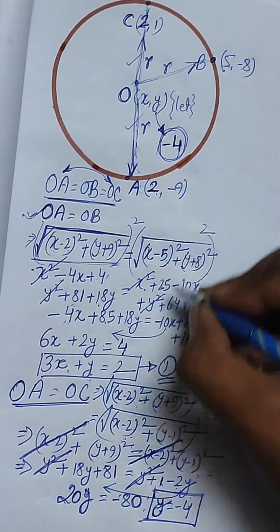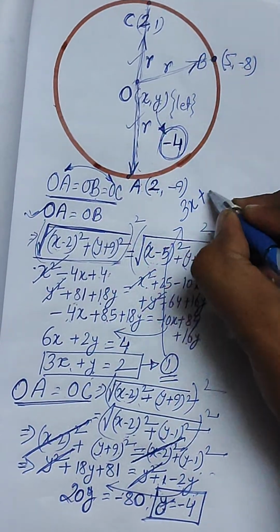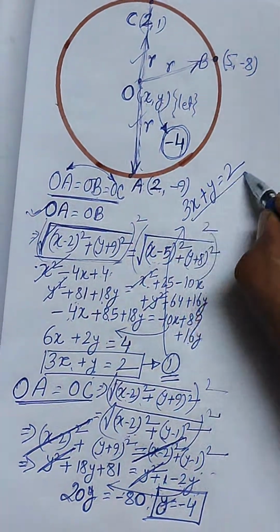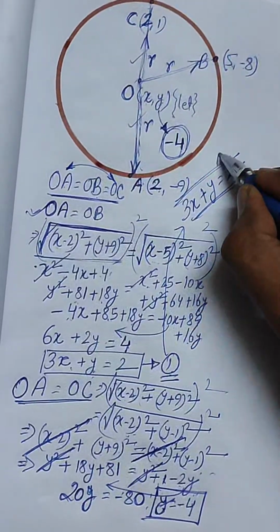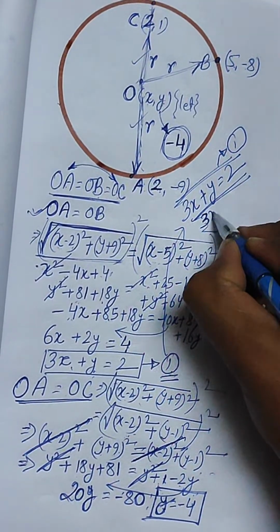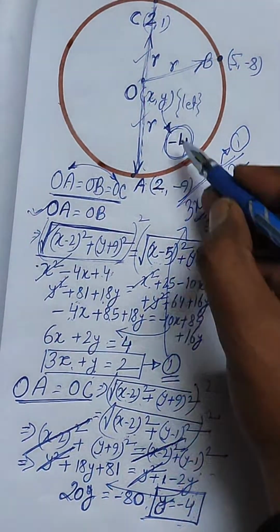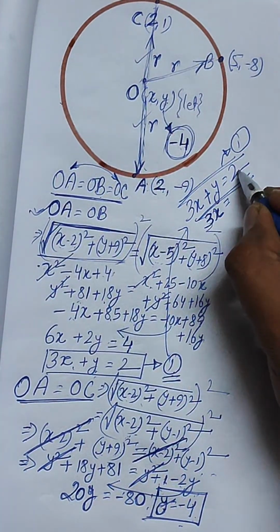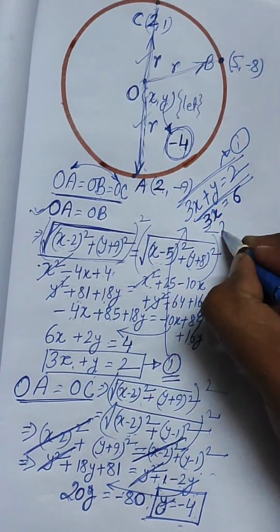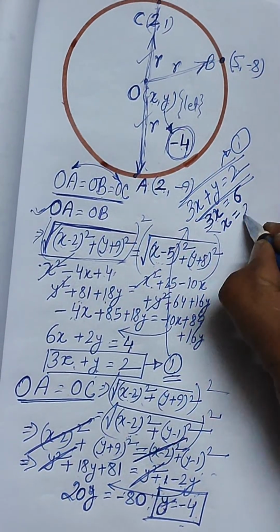So from equation 1 we have 3x plus y is equal to 2, isn't it? This was equation number 1, right? So from here we get 3 times x when the value of y is taken as minus 4. This minus 4, going to the RHS, will become plus 4. Plus 4 plus 2 becomes 6. So the value of x, the abscissa, is calculated as 6 by 3, which is 2, right?